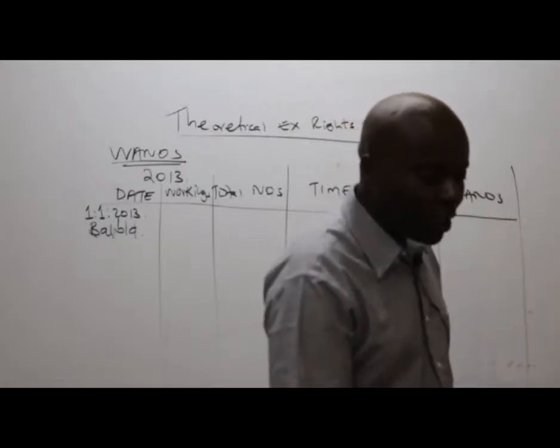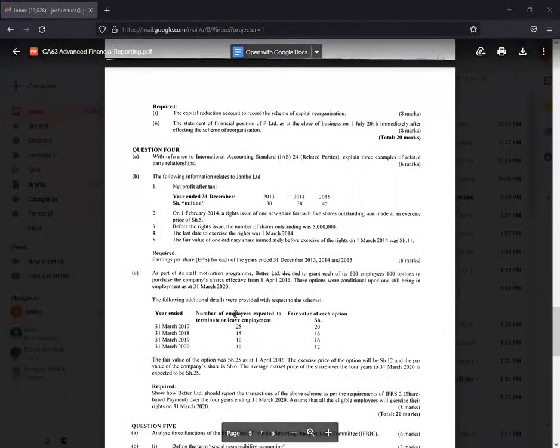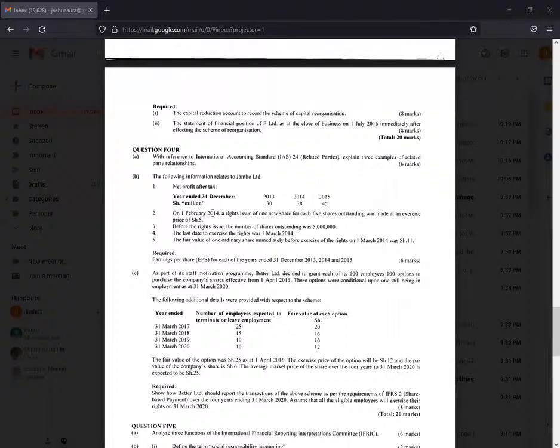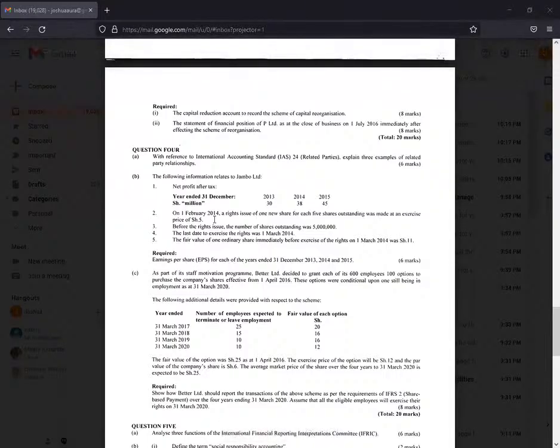So 2013, ladies and gentlemen, this is what we have. You can see the year is ending 31st December. You are told that on 1st February 2014, a rights issue of 1 new share for each 5 shares outstanding was made at an exercise price of 5. So, ladies and gentlemen, this is a transaction that took place in 2014. It will not affect us in 2013.